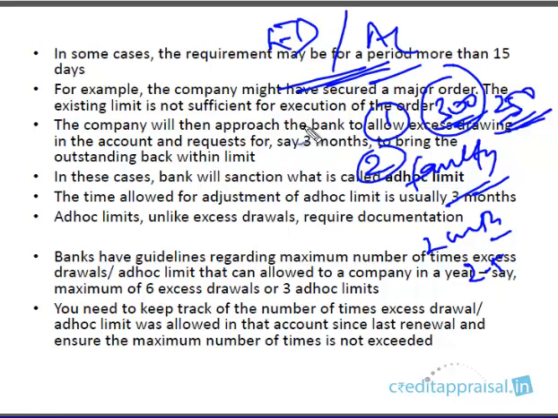So with this we come to the end of this chapter, the end of this segment. In the next segment we'll be talking about a very important concept, current ratio. See you then.